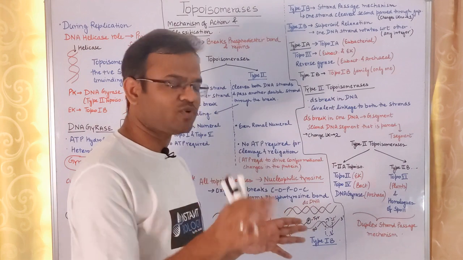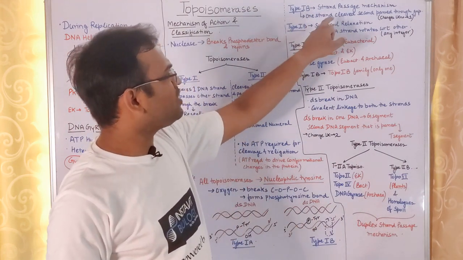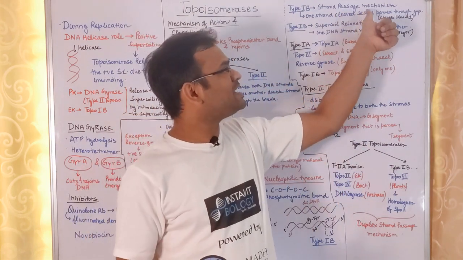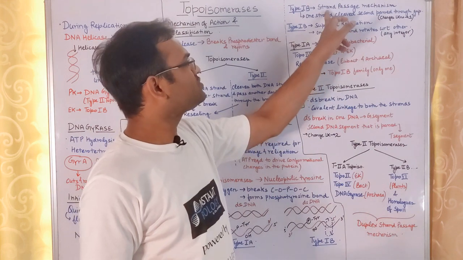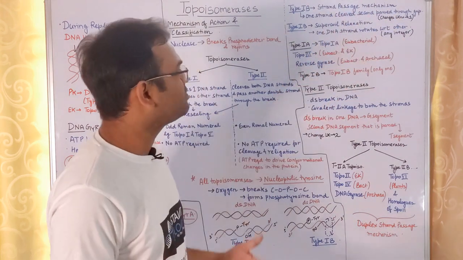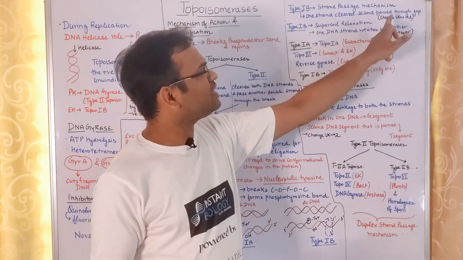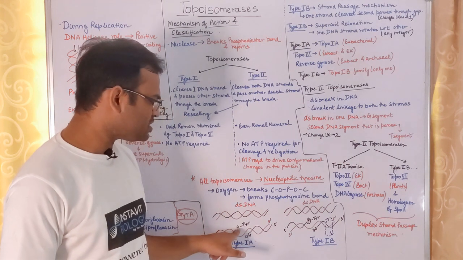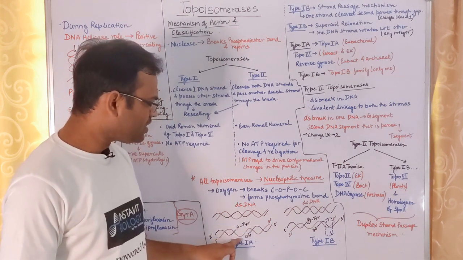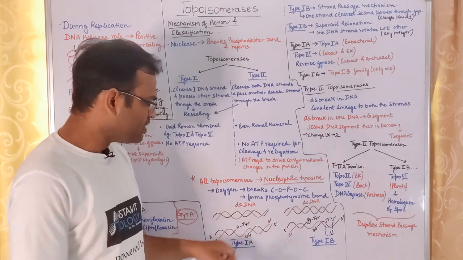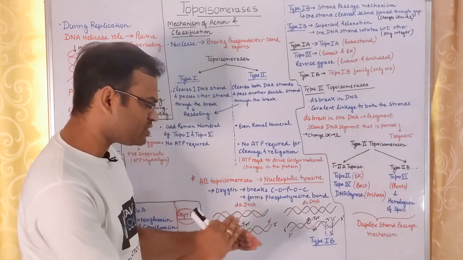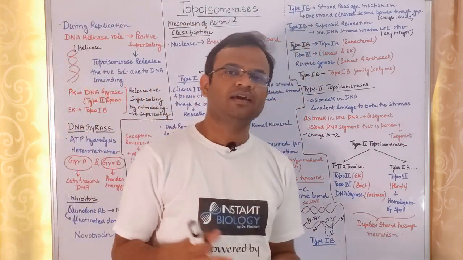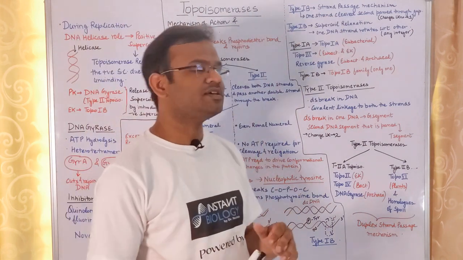Now let me enhance upon whatever I have said. So type 1A topoisomerases function with the strand passage mechanism. What is this mechanism? One strand is cleaved and the second is passed through the gap. So over here you can see that one strand is cleaved, that means this black one has been cleaved, and the red one will be passed through the gap. This is the concept of type 1A and the name that has been given is strand passage mechanism.